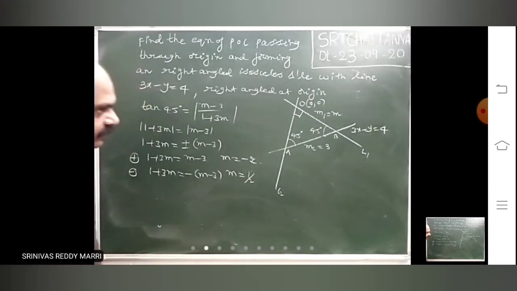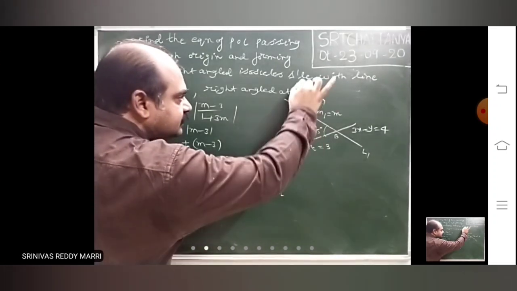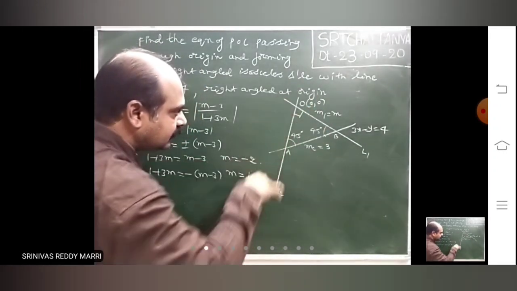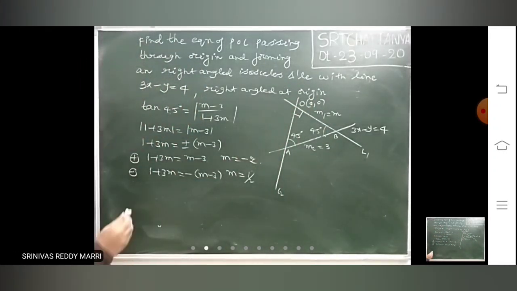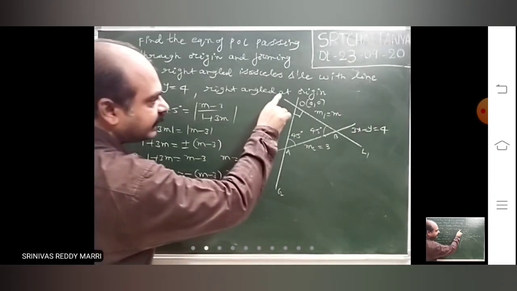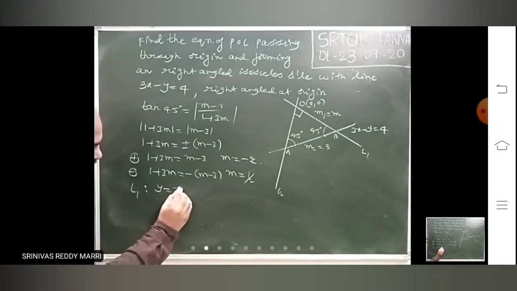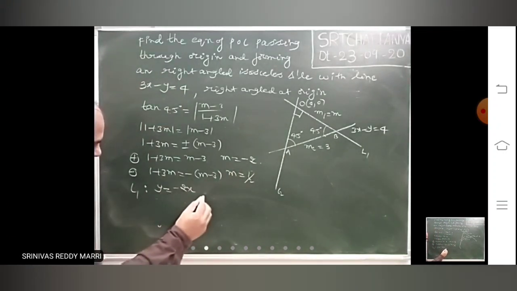m equal to 1 by 2. So these are the two lines. The slope of one line is minus 1 by 2, and the slope of the other line is 1 by 2. That means L1 is passing through the origin and having slope minus 2, that means y equal to minus 2x.